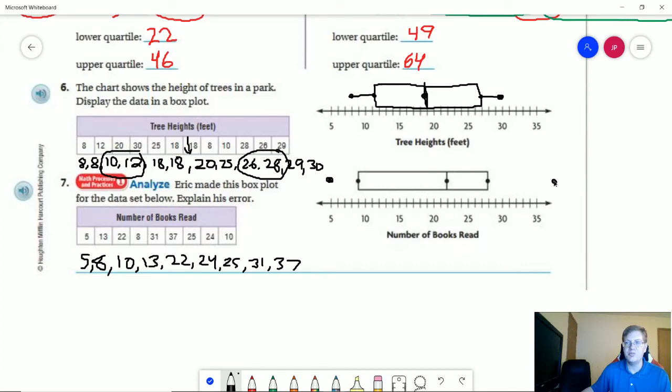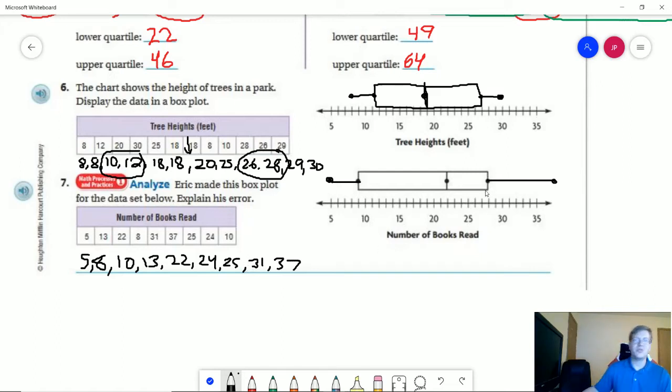So that would be potentially another mistake that was made. So it should actually look a little bit more like this. And then again, our median is 22. Our lower quartile would be 9, and so it looks like we had that one correct. And then our upper quartile should be, looks like 28.